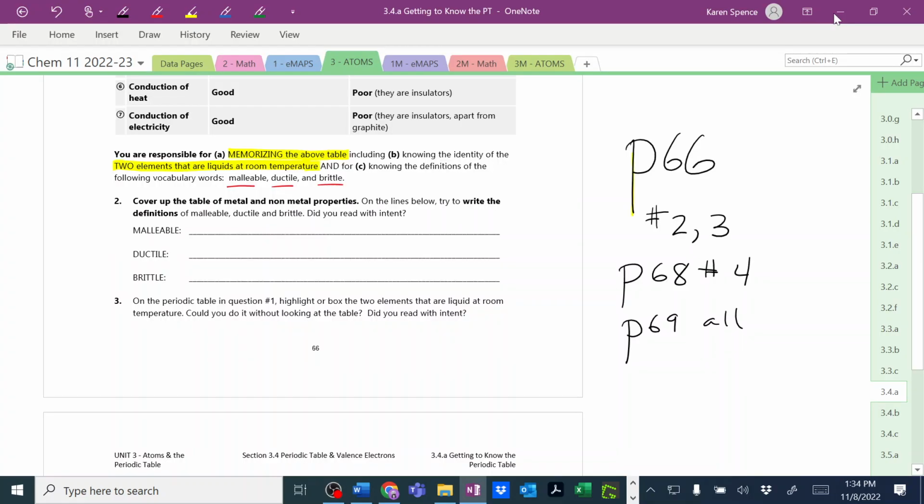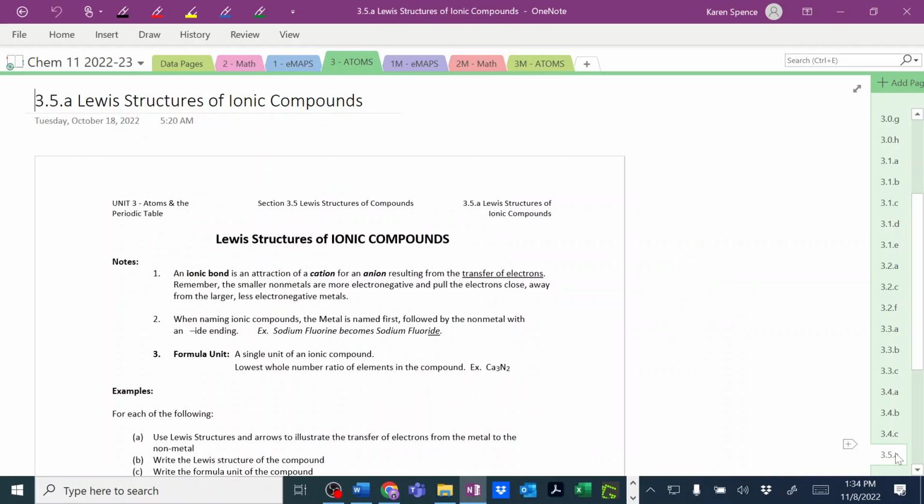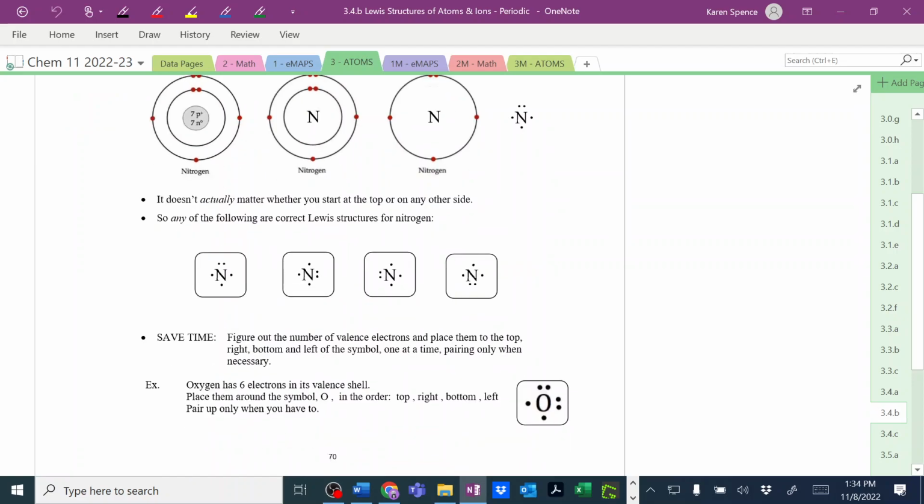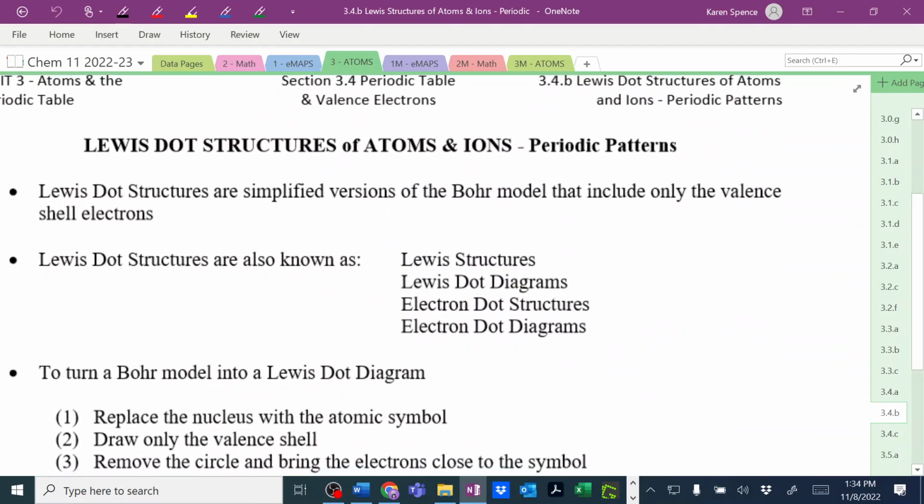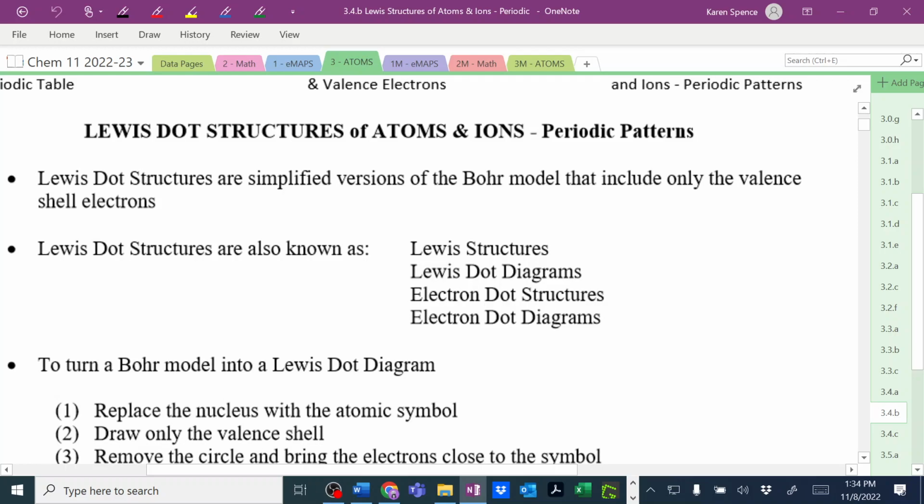Okay, so we are now going to go on to 3.4b, page 70. Lewis structures, which are just scaled down Bohr models, okay? Did you guys do Lewis structures last year? Some of you did, some of you didn't. Okay, so we're just going to pretend you've never heard of them before.